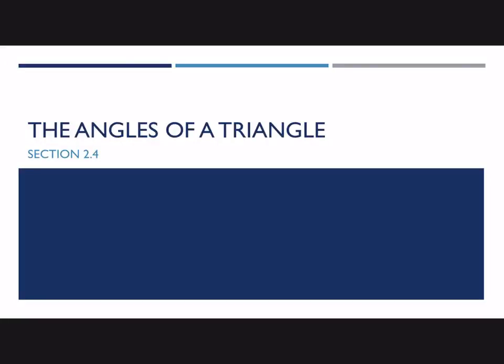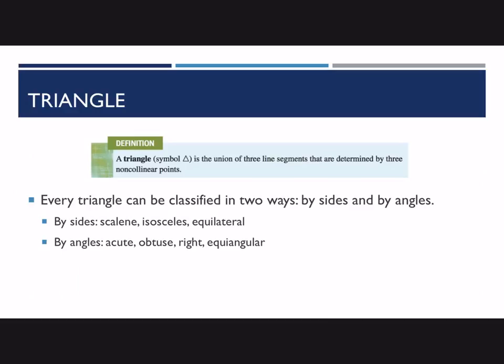In section 2.4, we have some information about the angles of a triangle, classifying triangles, auxiliary lines, and how to prove corollaries. So let's begin with triangles. We have a definition and a symbol for triangles. So a triangle is the union of three line segments that are determined by three non-collinear points.